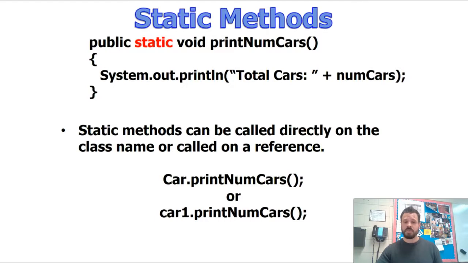And when I go to call it, there's two ways to call it. I can call it directly on the class itself. So in my runner code, I could say Car, as in the Car class, dot printNumCars. Or if I have a specific car object like car1, we can say car1.printNumCars, and we get the same result. Because again, the class shares that method, and what's that method using? A variable specific to the class, a static variable.